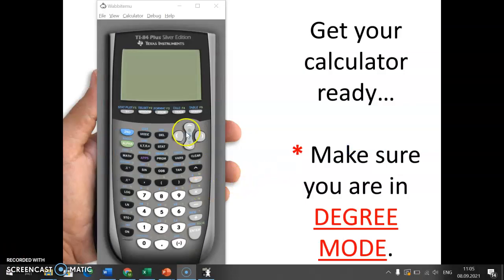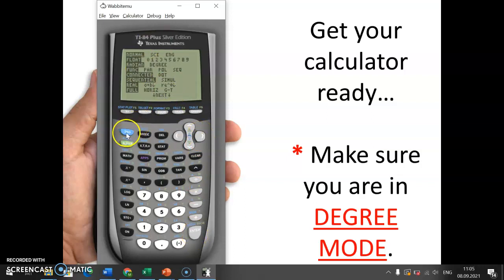Okay, the way to ensure you're in degree mode is to press the mode button right here. Once you've pressed mode, you'll see this screen, and there should be an option, radians or degrees. I'm going to go down to that because mine's in radians. I'm going to arrow over and press enter. Now I'm in degree mode.